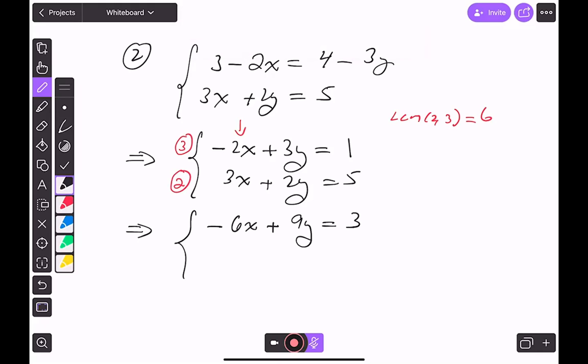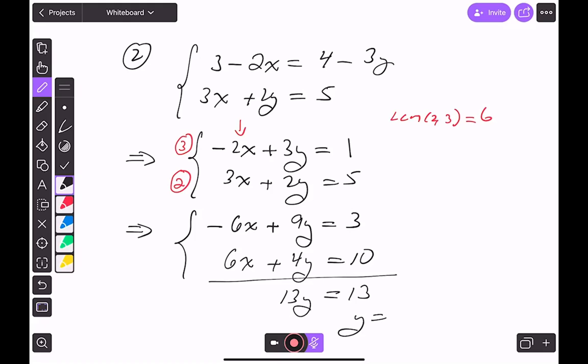Second equation, 6x plus 4y is equal to 10. If you add these two equations together, you're going to get 13y. The x's disappear. That's why they call it elimination. 13y equals 13. Now, of course, this is pretty simple. y would be equal to 1.